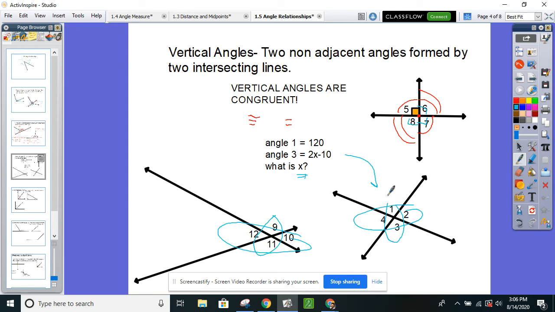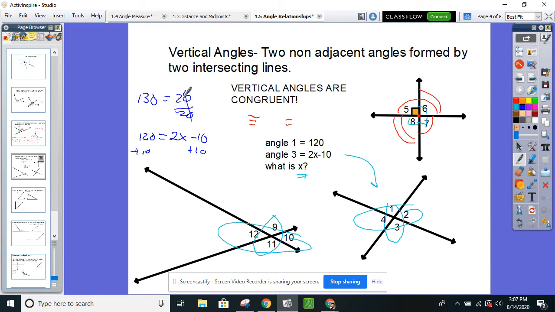Well, what did we say about 1 and 3? They are congruent. So if they are congruent, their values are equal. So we'll set them up. Angle 1 is equal to 120, so 120 is equal to the measurement of angle 3, which is 2x minus 10. We've got to get x by itself, so plus 10, plus 10. You get 130 equals 2x.